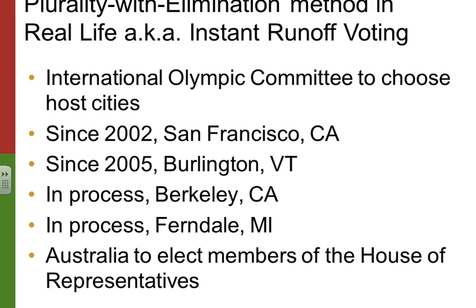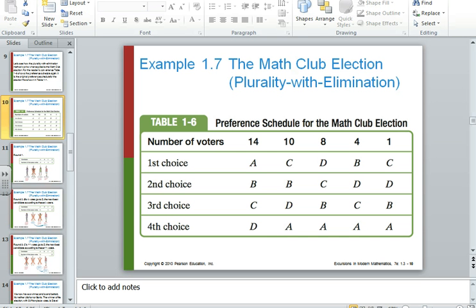So where do we use this particular method? Well, we use it in the Olympic Games. We use it in San Francisco in their mayoral elections in 2002, and 2 other places. Ferndale, Michigan, never heard of it. Australia has used it to elect members of the House of Representatives. Well, they don't have much to do in Australia anyway, so they can have a complicated voting system.